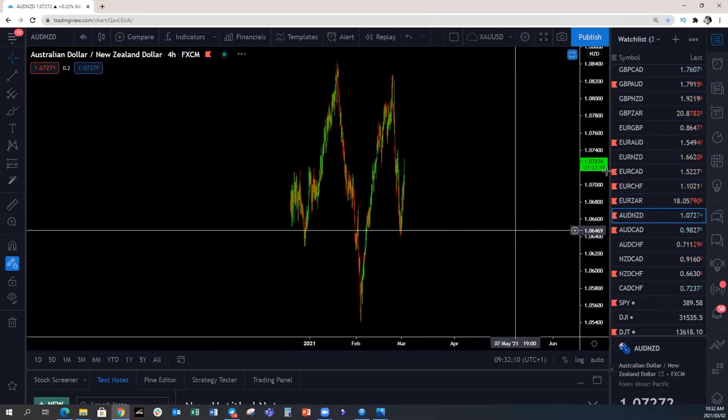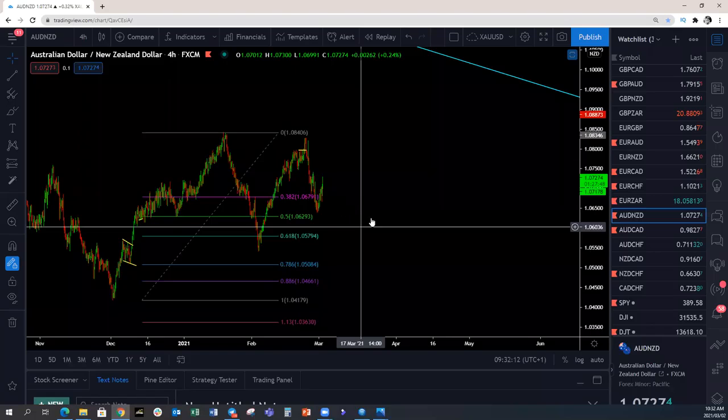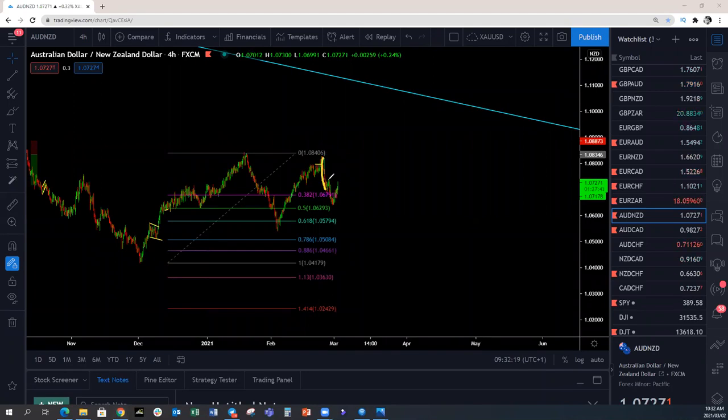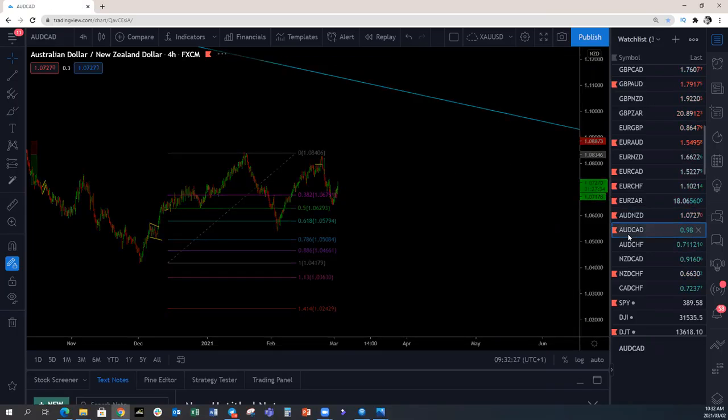Audi New Zealand. Okay, good. Audi New Zealand. We've made what looks like a three-wave pullback here. We made an impulse. Another pullback here. You can look to take it back around that level. Audi CAD.